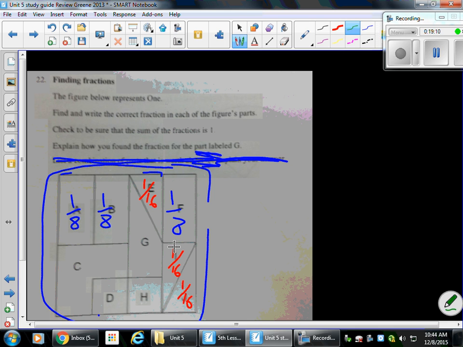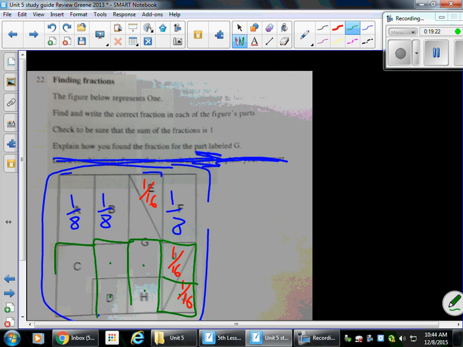Now let's take a look at how much each one of these squares would be. It would be just like a triangle. So take a look. This right here, 1, 2, 3, 4, 5, 6, 7, 8, 9, 10, 11, 12, 13, 14, 15, 16. So each one of those little squares would also be 1/16. 1/16, 1/16. Now we have some big ones here.